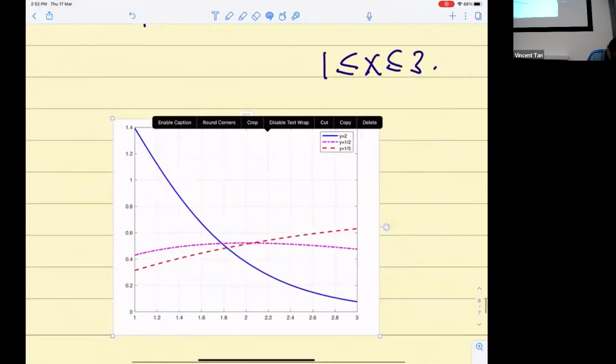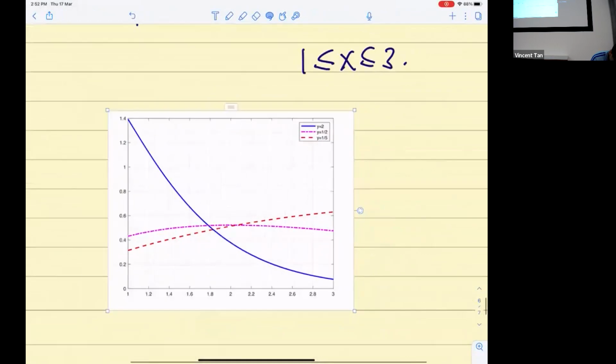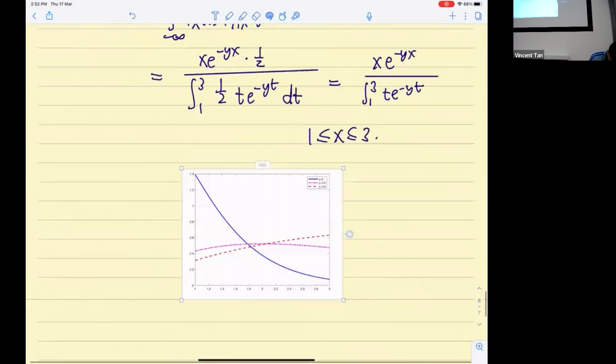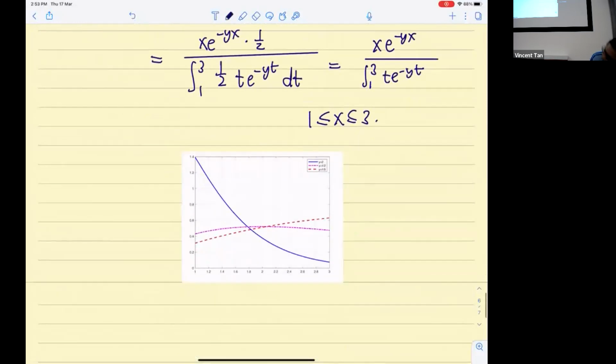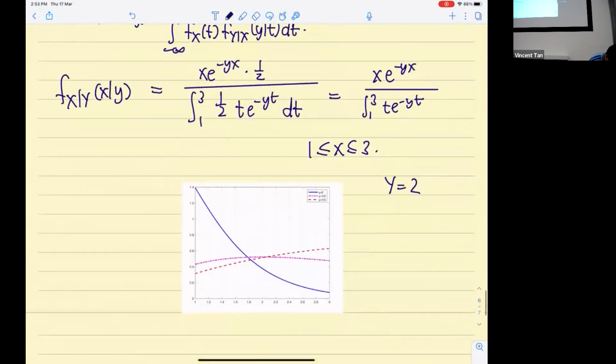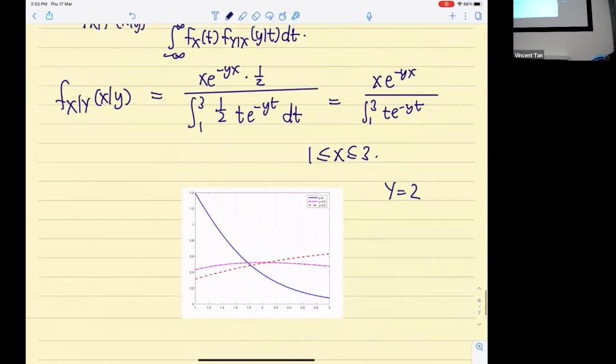Right, so let's look at this. Suppose I observe that y is equal to 2. Then I'm plotting this expression, f of x given y, which can only exist from 1 to 3. I do numerical integration to figure out the bottom.